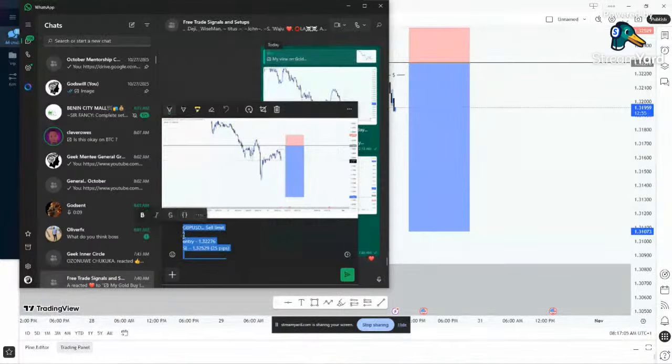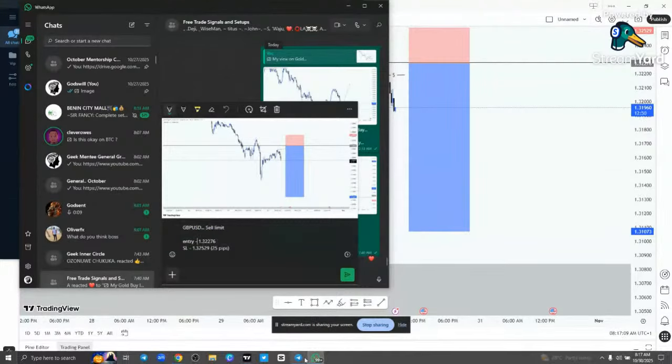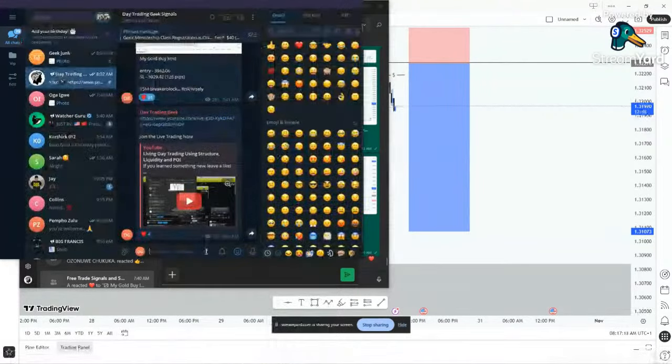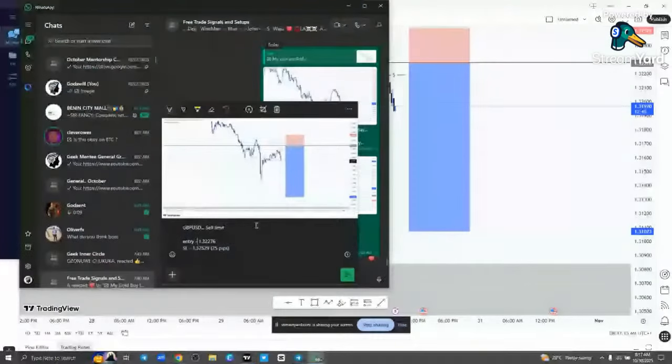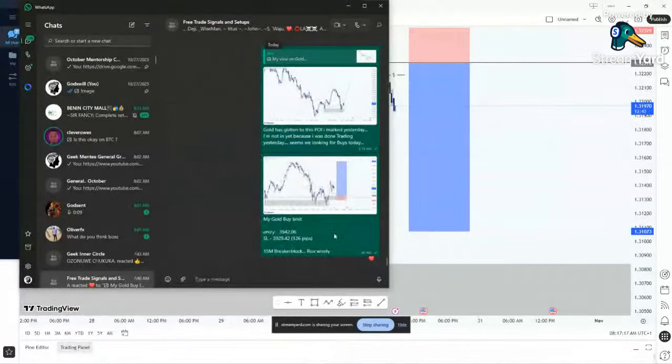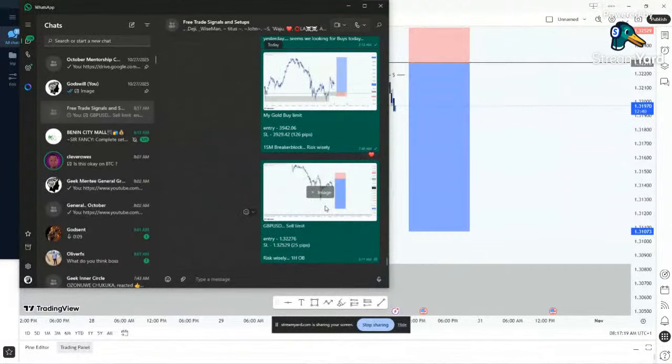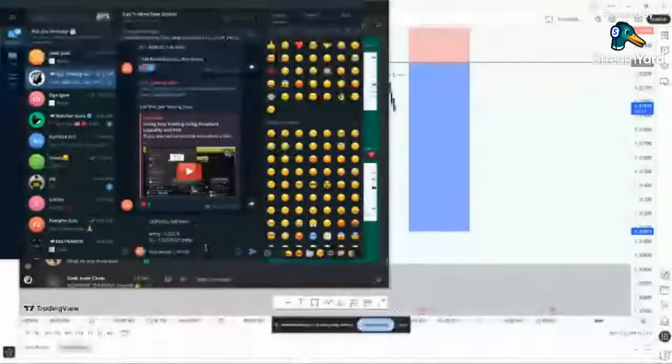GBPUSD is bearish. If you notice, I'm not looking out for buys on GBPUSD for now. I'm looking out for sell because it's bearish. And for me to start looking out for buys, I want to see the bias changing, everything present, a change of character before I start looking out for buy. If not, I'm going to keep selling.